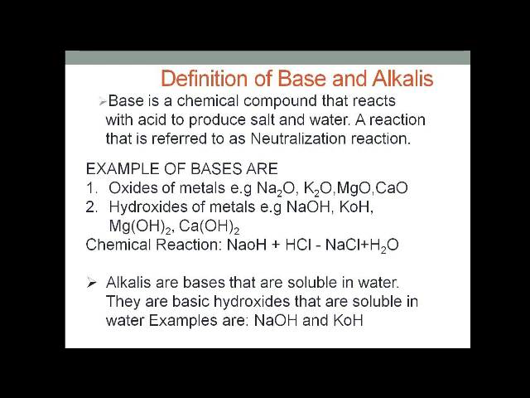Examples of bases are oxides. Bases are oxides of metals, and bases are also hydroxides of metals. We know in our elementary chemistry that group 1 elements in the periodic table are generally referred to as the alkali metals. Group 2 are referred to as the alkaline earth metals, and then the transition metals. Now, oxides of these metals and hydroxides of these metals are referred to as bases.